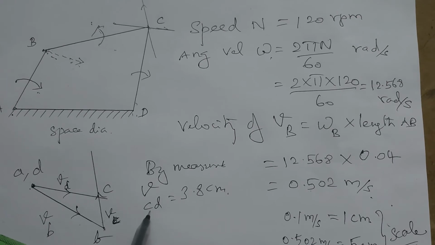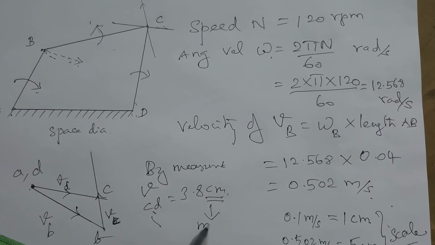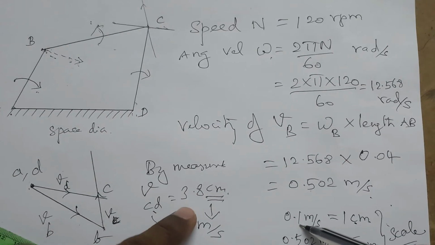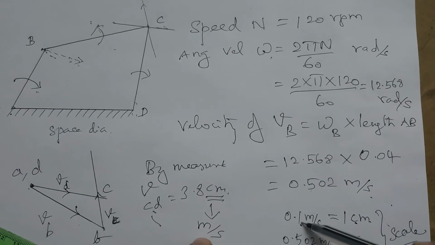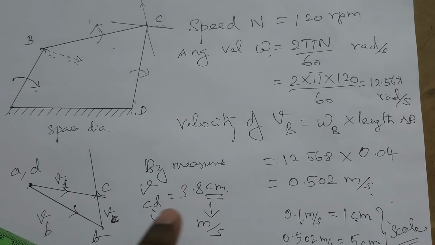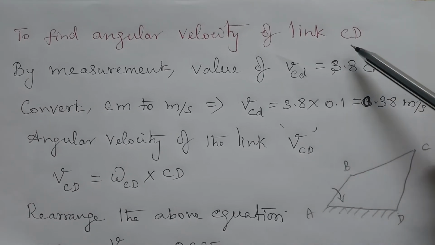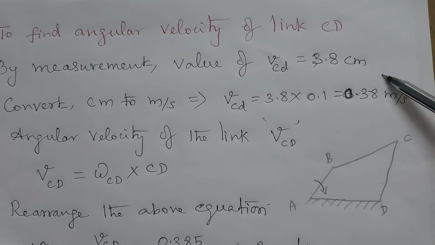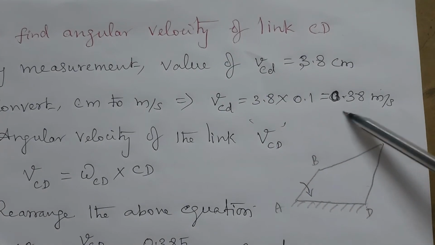Now we have to convert this velocity, which is in centimeter, into meter per second. We have already taken 1 centimeter equal to 0.1. Now this is 3.8 centimeter, so you multiply 3.8 with 0.1 meter per second and you will get it in terms of meter per second. So to find the angular velocity of the last link CD, by measurement we find that velocity of CD equals 3.8 centimeter. By converting, 3.8 into 0.1, we get 0.38 meter per second.